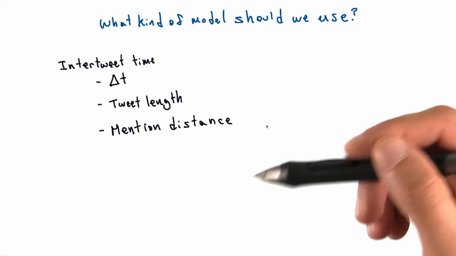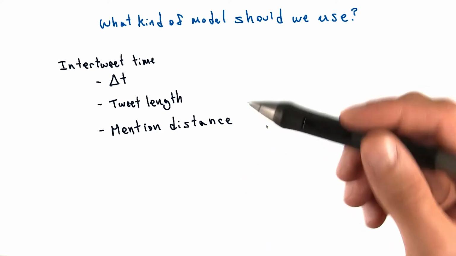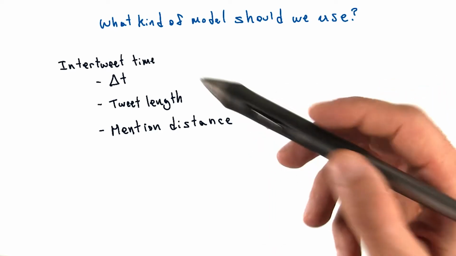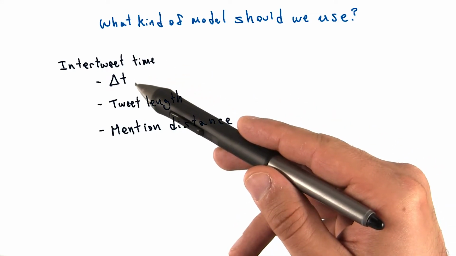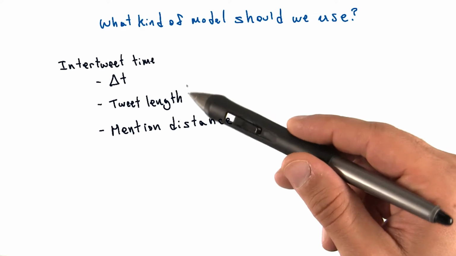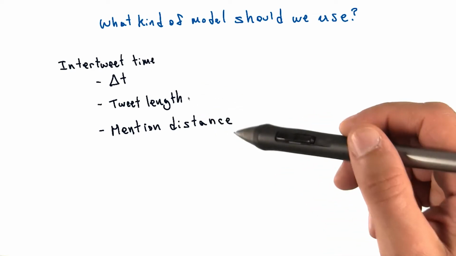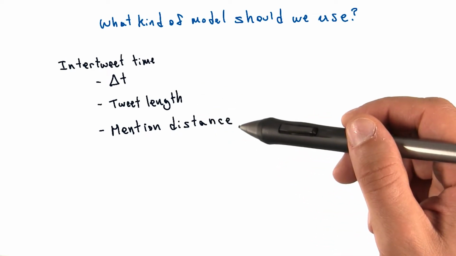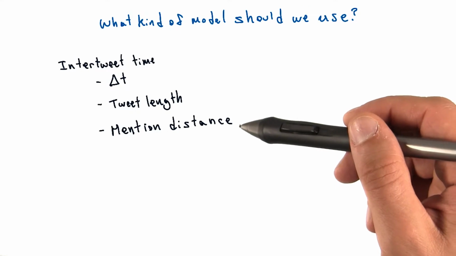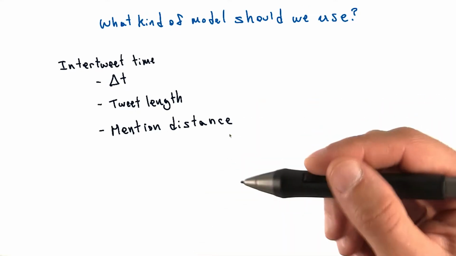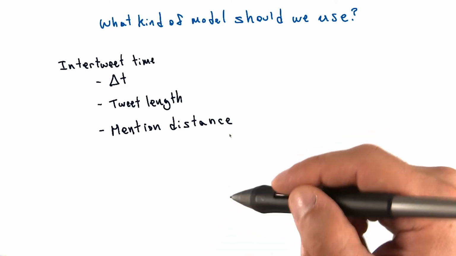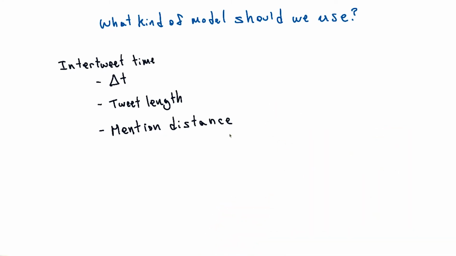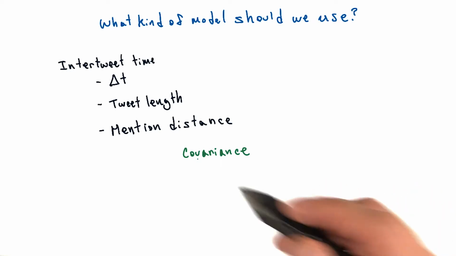Well, let's think about it. We're trying to build a model that captures the relationship between intertweet time, elapsed time since previous tweet, otherwise known as delta t, the length of the previous tweet, and the amount of time that has passed since a close friend has mentioned him. Let's first consider the classical statistics way of looking at the relationship between two random variables. That would be covariance.